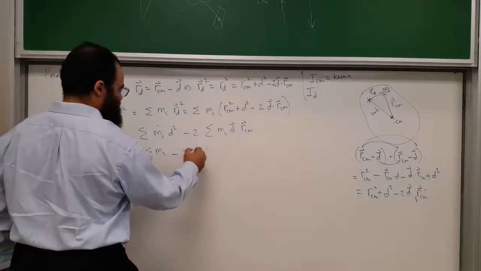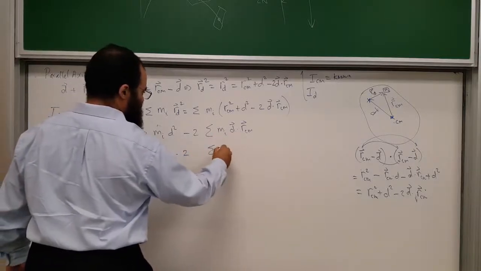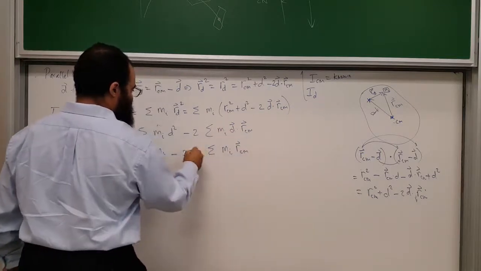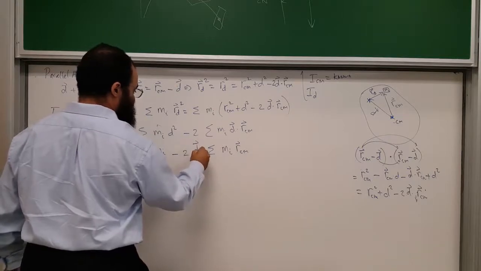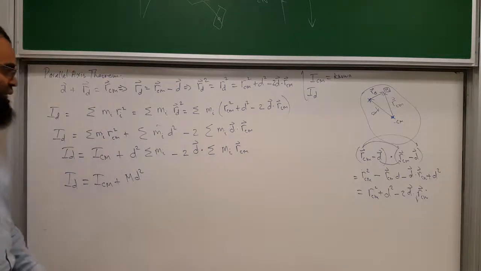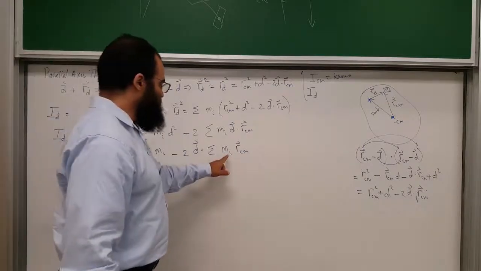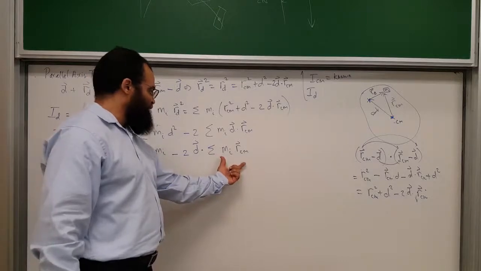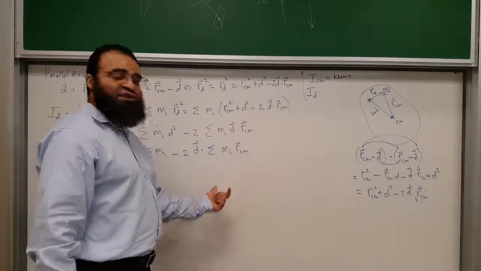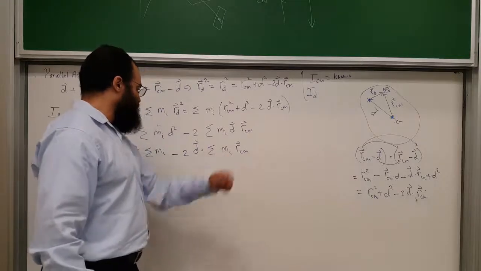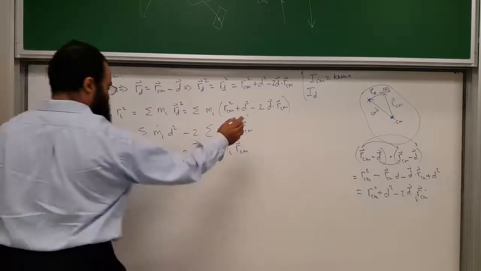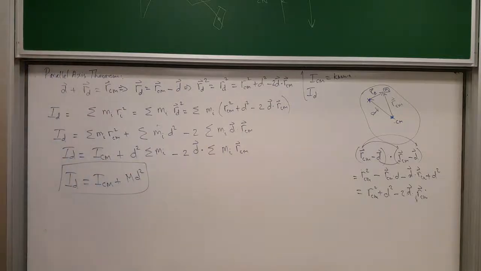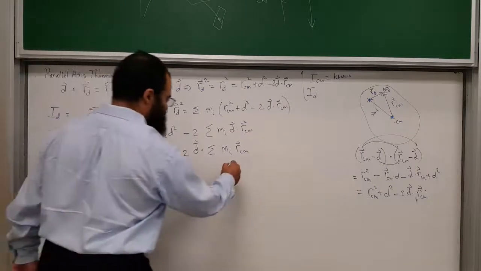So minus 2, the sum over mi, R center of mass, and the dot product with d; since it's a constant vector, I'm going to just take it out of the sum. Now, the mass times R to the center of mass will give me the location of the center of mass. And the center of mass is located at 0, that's the origin. So this whole part will drop, so that's a 0, and I get the desired parallel axis theorem.